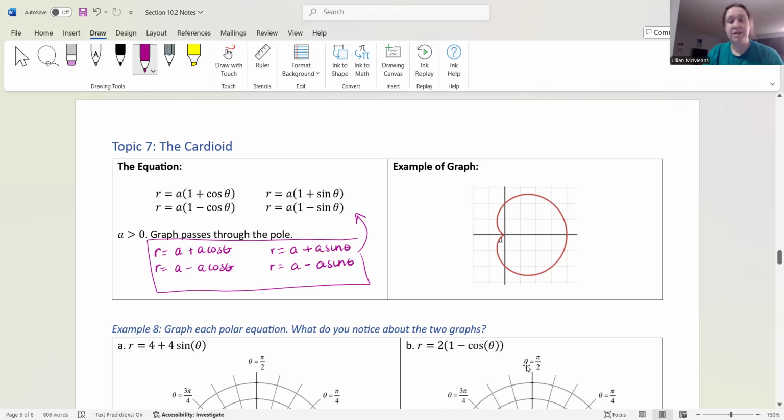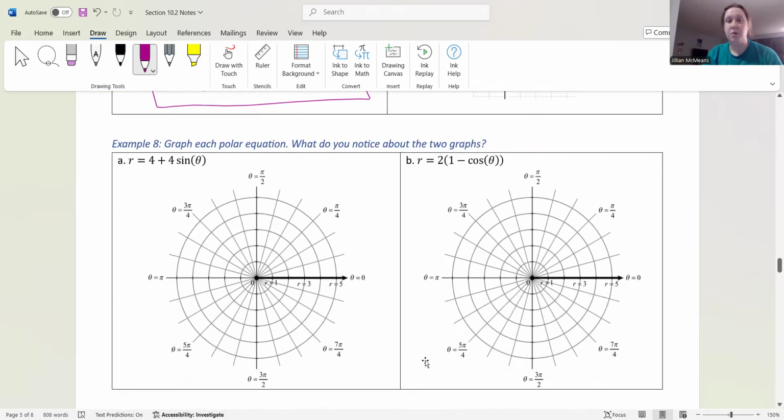Okay. So example 8 says graph each polar equation. What do you notice about the two graphs? So we'll talk about symmetry and things like that. We are definitely going to use our calculator. You could certainly do a point plotting situation, and we have two at the end where we're going to do the whole point plotting situation, and then you're going to really appreciate what your calculator can do, okay?